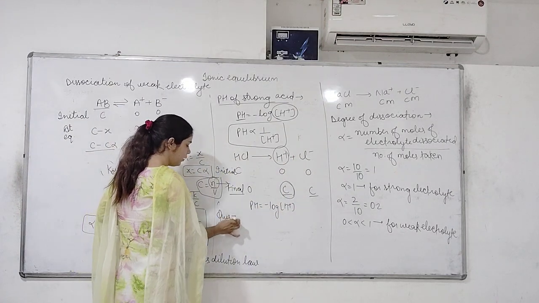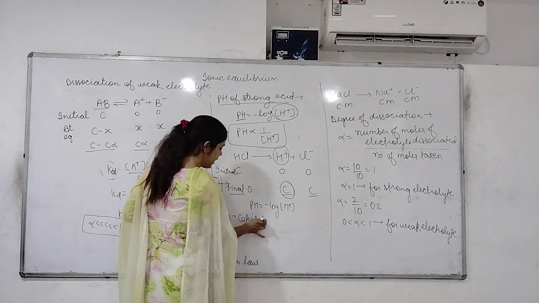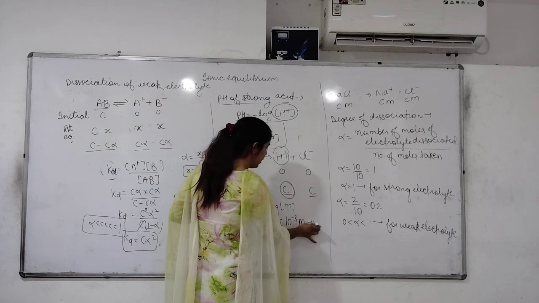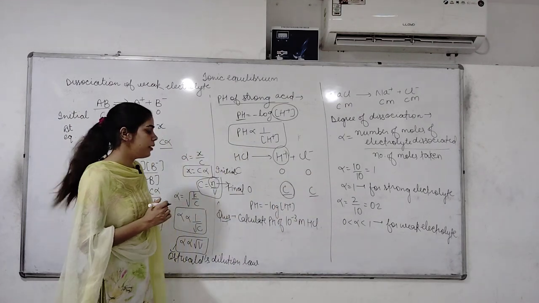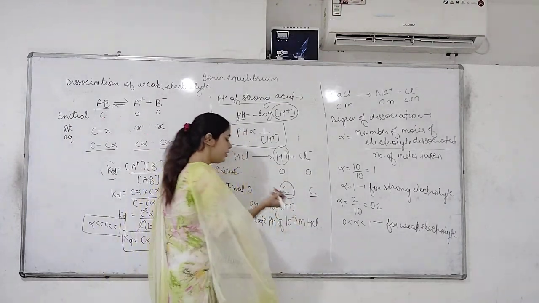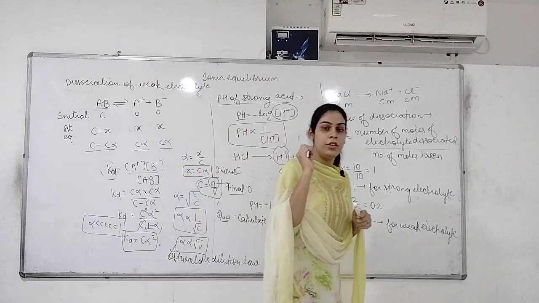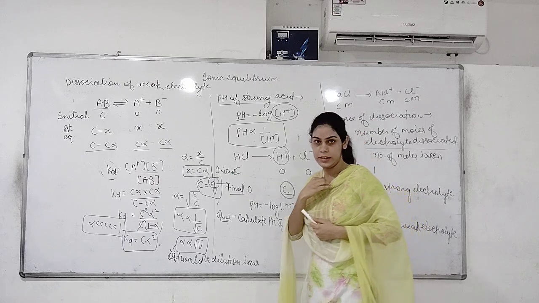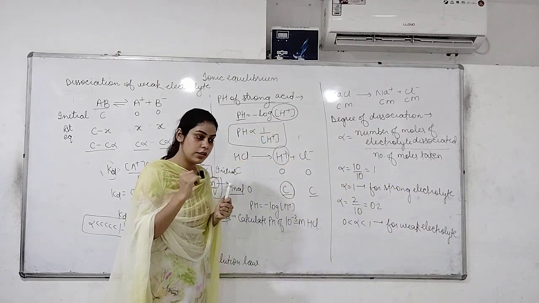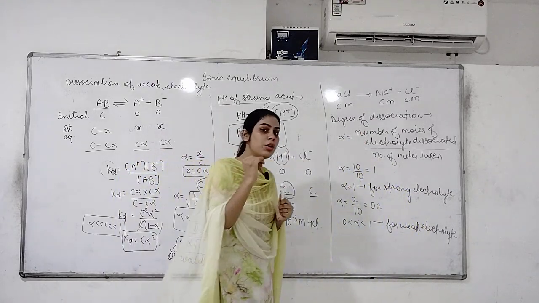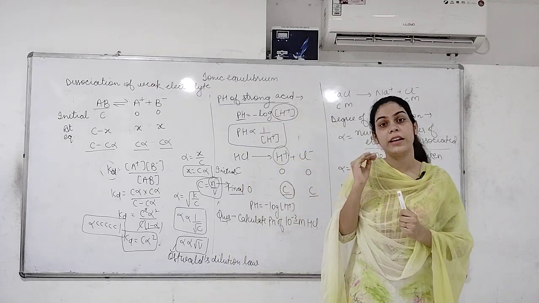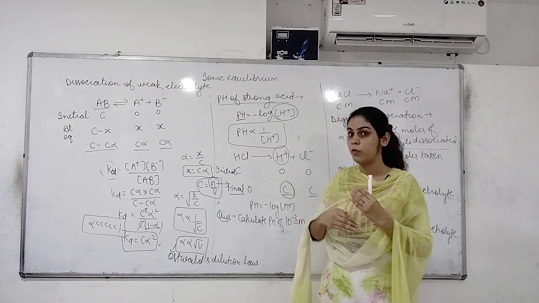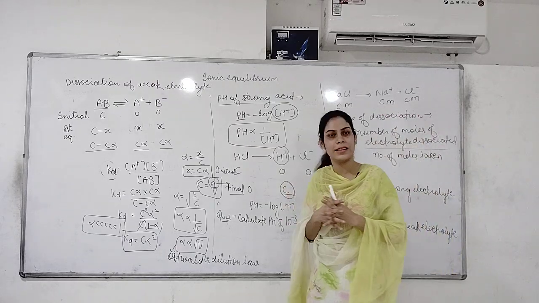Let's take an example. Calculate pH of 10 raised to power minus 3 molar HCl. So before applying the formula, you should know whether your solution is aqueous or concentrated. If the solution is aqueous, you all should know that water also contains H positive ion. To calculate net H positive ion, you need to add H positive ion of water along with the H positive ion concentration in the acid.